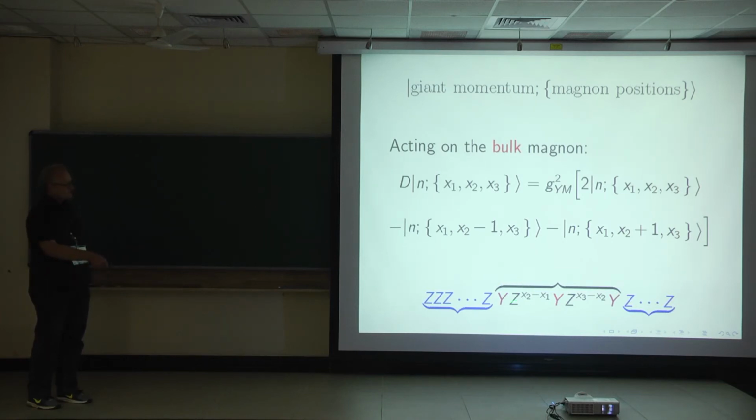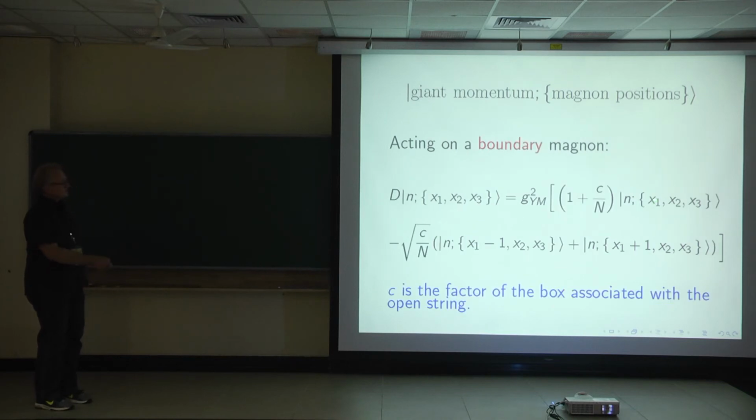Now what happens when we act on these boundary Magnons? When we act on the boundary Magnons, in fact, we start to interact with the Z's that belong to the giant graviton. So this is the first time where you have to sum a whole lot of non-planar diagrams. And the effect is really rather simple. It looks the same. You get back a state where the boundary Magnon hasn't changed and a state where the boundary Magnon has shifted by one position. But the coefficients of the different states have changed, and that number C that appears there is the factor associated to the box, associated to the endpoint of the open string. So after you've got the labeling for the operator, there's a completely explicit and simple formula that you can write down for the dilatation operator.